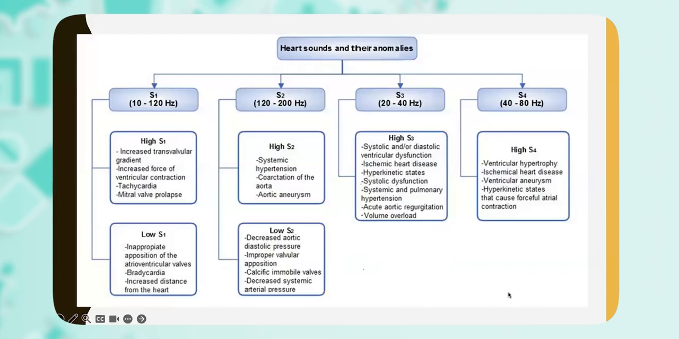These are S1, S2, causes of loud S1, soft S1, loud S2, soft S2. Just remember, loud sounds are always due to increased transvalvular gradient. So in mitral stenosis, there will be loud S1. In tricuspid stenosis also, there will be loud S1. In tachycardia, there will be loud S1. Why? In tachycardia, the diastole shortens more than the systole.